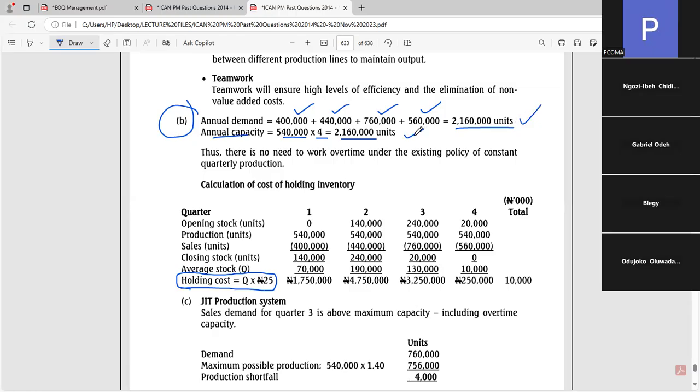When demand is equal to supply, ladies and gentlemen, you do not need overtime. That's why they told us that there is no need to work overtime under the existing policy of constant quarterly production. Did that make sense?